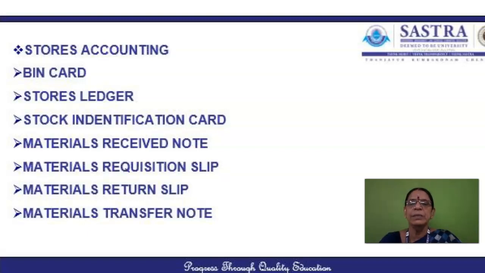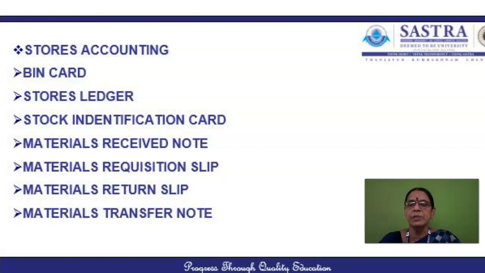Next one is the materials returned note. When the materials are not required by the production departments, they are returned to the stores using a document called a materials returned note. Then the specimen must say the name of the department which is returning, then return to. Return to means sometimes it will be returned to the stores, or sometimes it will be returned to the other production departments to avoid the time for transportation. So we can save the time.